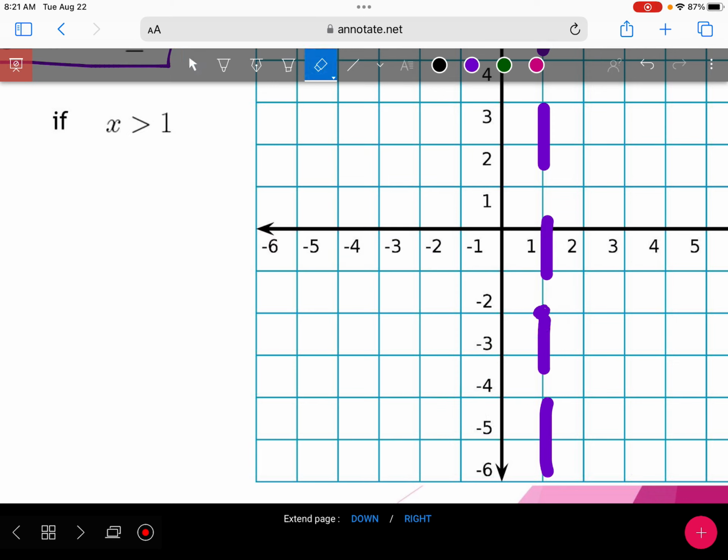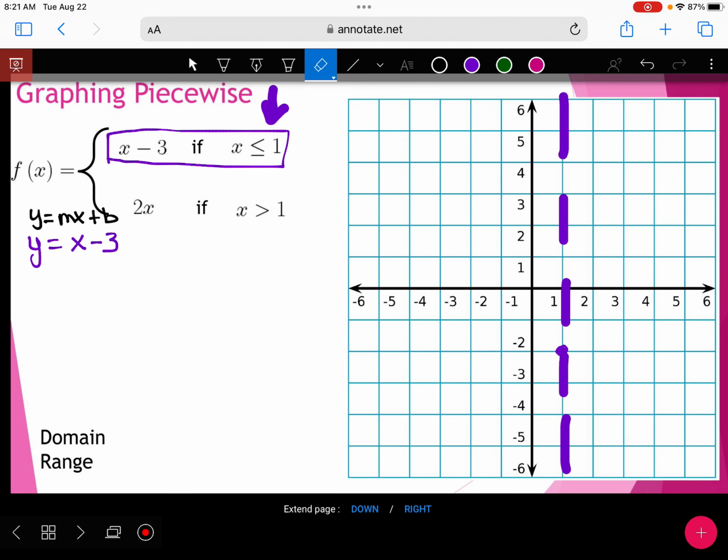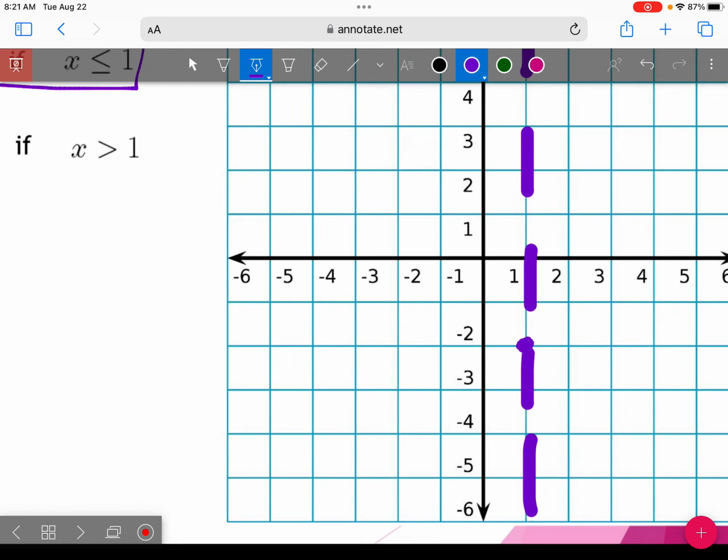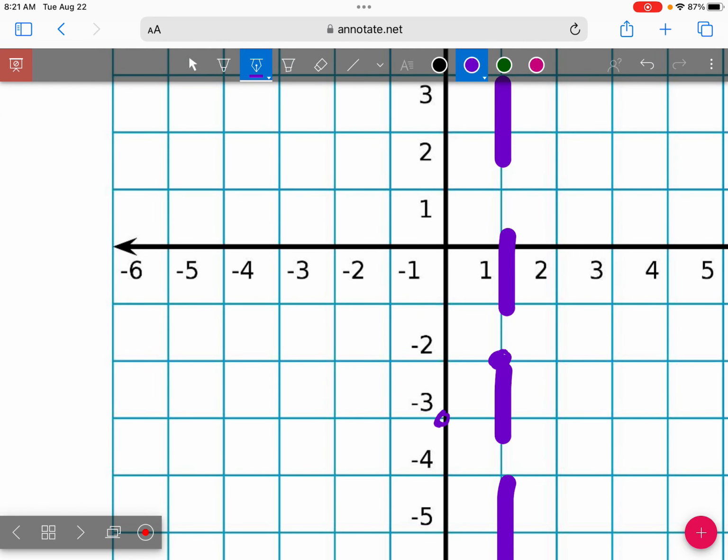Let's walk through it again. So on the purple piece, we have to stay where my x is smaller than 1. So I'm just going to graph this line like normal. We're using our y-intercept. My y-intercept is -3. My slope of 1, up 1, over 1. And I put a dot right here.